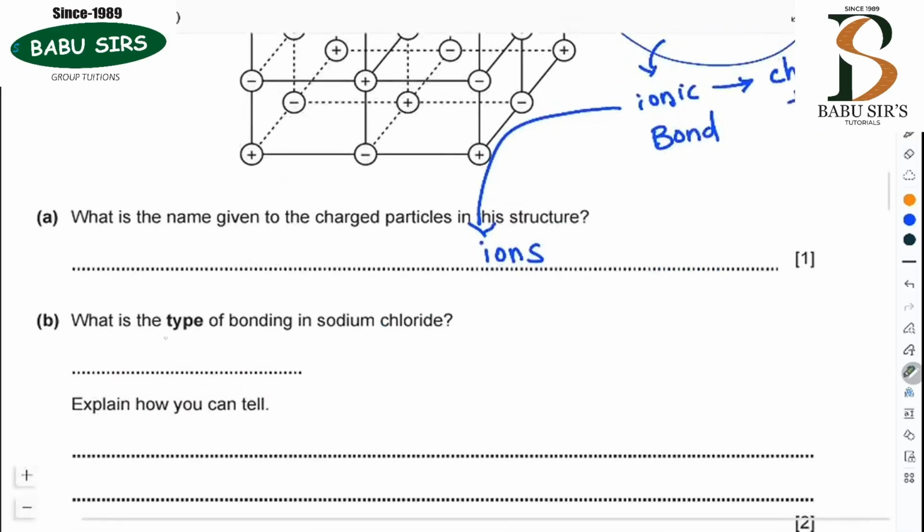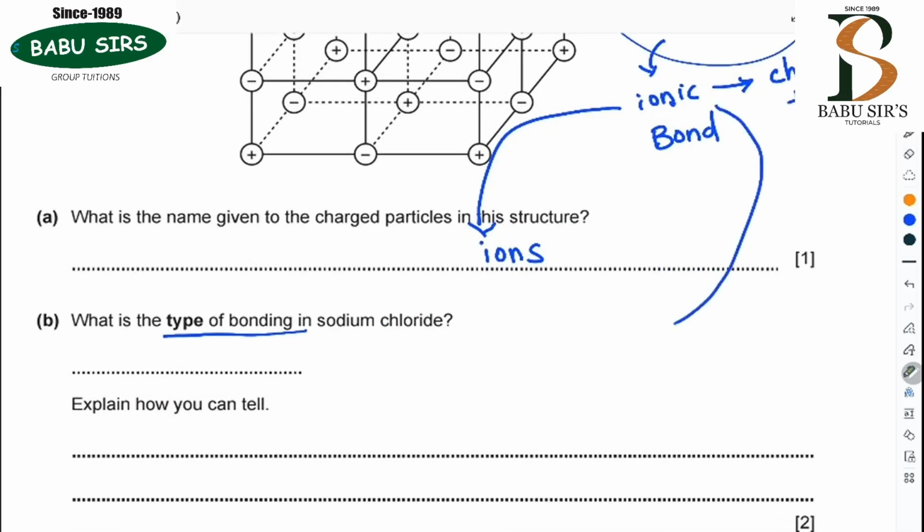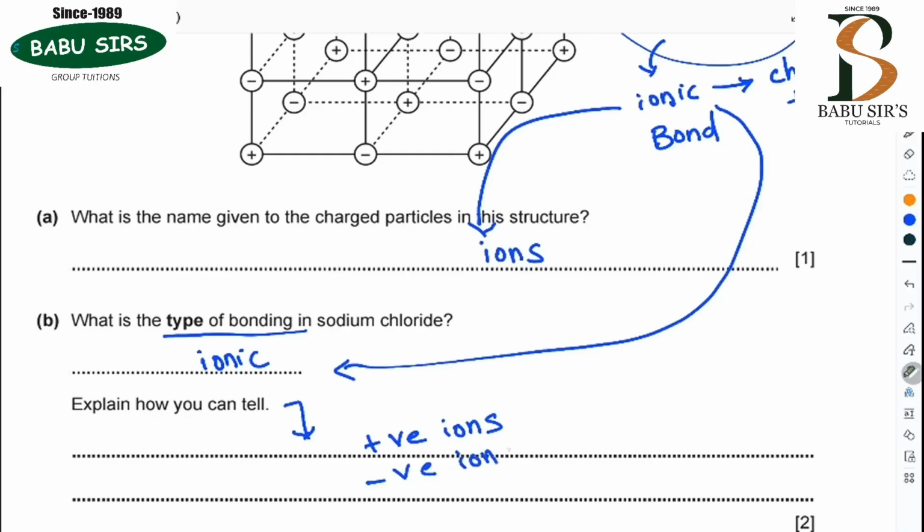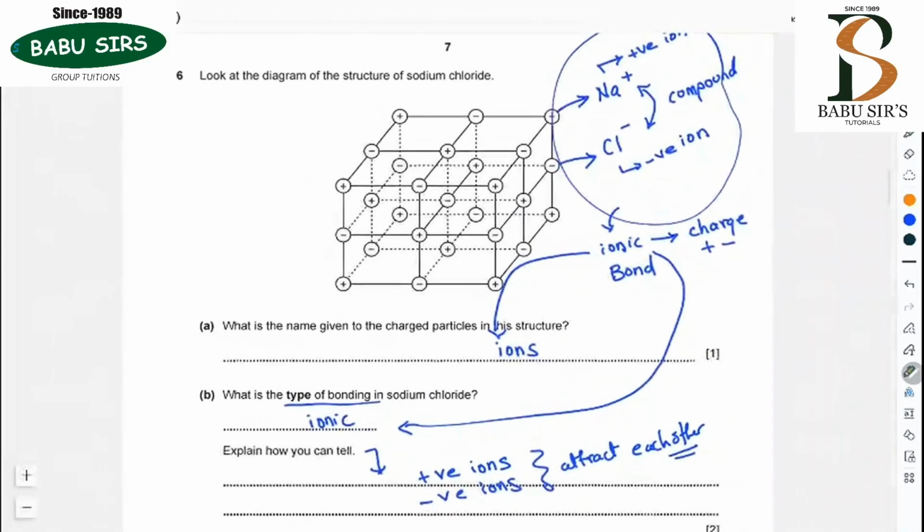Second is, what is the type of bonding? I have told you, if negative and positive make a bond, you call it an ionic bond. Explain how you can tell. You can tell because positive ions and negative ions will attract each other. So this is the question of ionic bond.